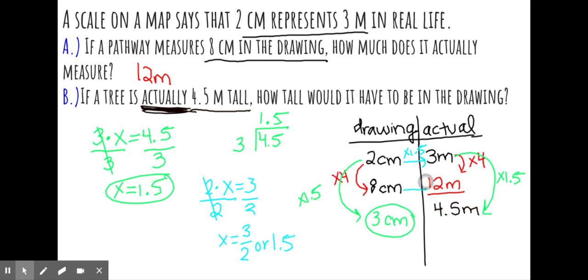Right? If we were to check, 8 times 1.5 is 12. Now that's if you're going from drawing to actual. On part B, we were going backwards from actual to drawing. So instead of multiplying by 1.5, we would have to divide by 1.5. And 4.5 divided by 1.5 gives us 3. Okay, so I just showed you guys 2 different ways to get to your answers for A and B.